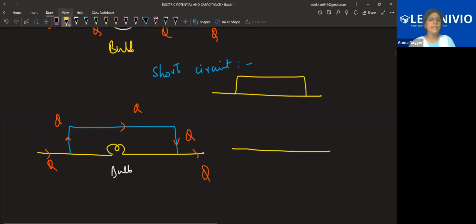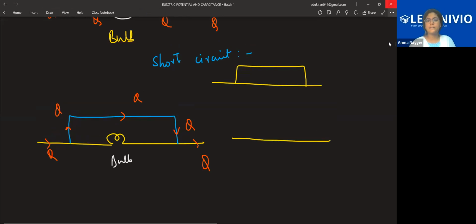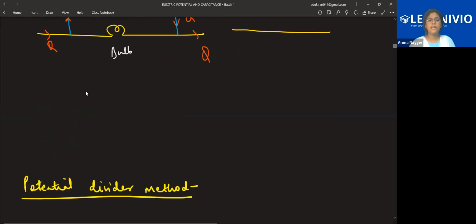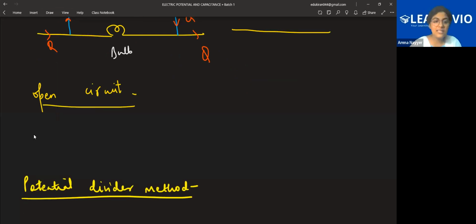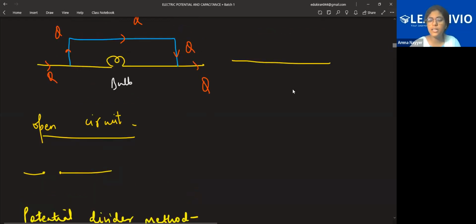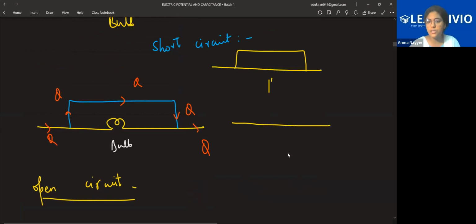Right? Now, the second case is of an open circuit. Open circuit means when the current is actually not flowing. So when you have an open circuit, no current is flowing, so what you can do is remove the wire. And in a short circuit, you can replace the entire circuit with a straight wire. Replace it, then only you'll be able to solve questions.